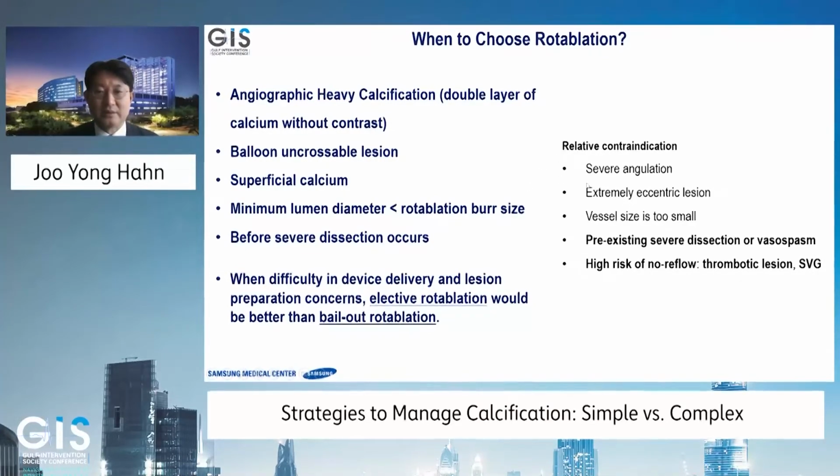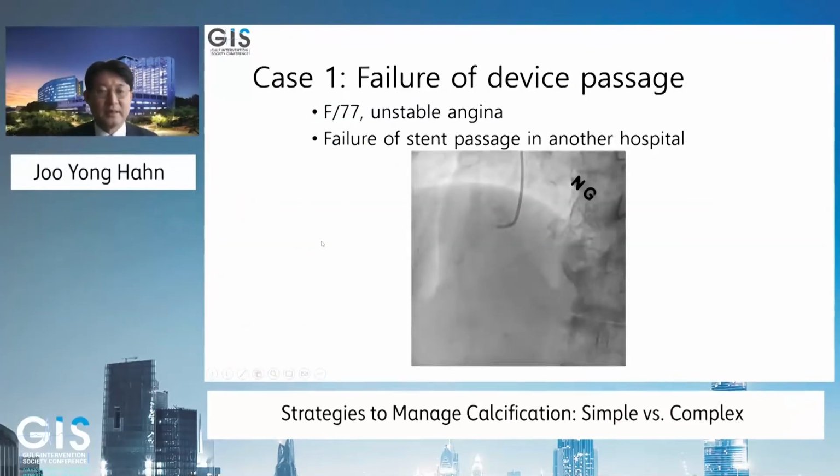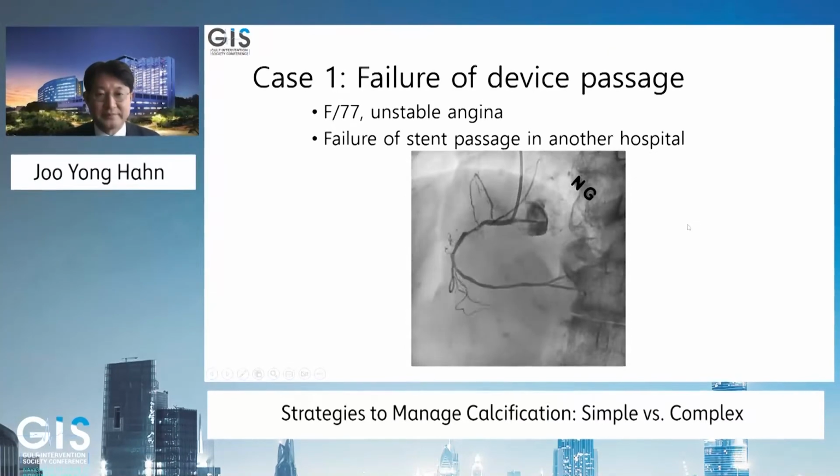Relative contraindications include severe angulation, extremely eccentric lesion, vessel size too small, pre-existing severe dissection or vasospasm, or high risk of no reflow. Let me share several cases. A 77-year-old female patient presented with unstable angina. PCI had failed in another hospital due to incrossability of a stent. You can see severe calcification in the proximal and mid RCA.